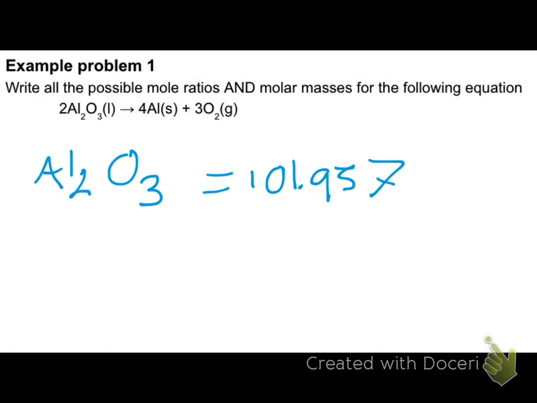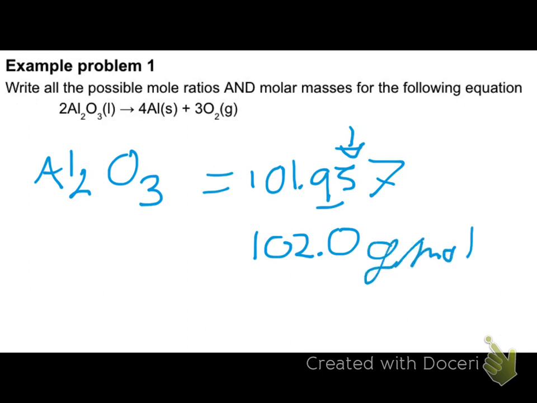And then because our book rounds to 4 decimal places for the molar masses that it provides, we'll round our final molar mass to 4 decimal places, or not 4 decimal places, 4 significant figures. And we'll look here, so we would actually round it up to 102.0, and then unit grams per mole.